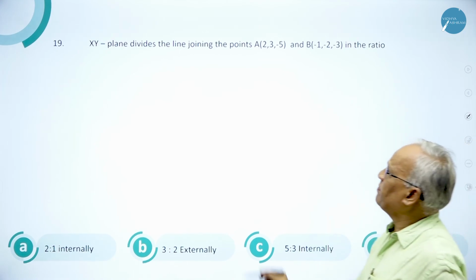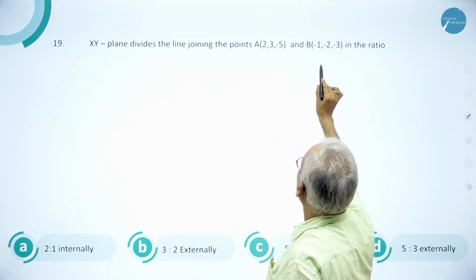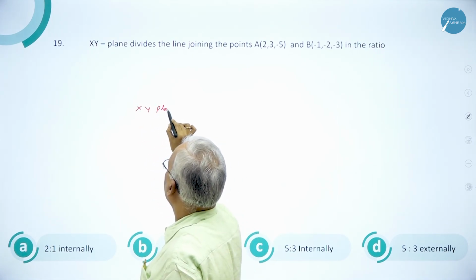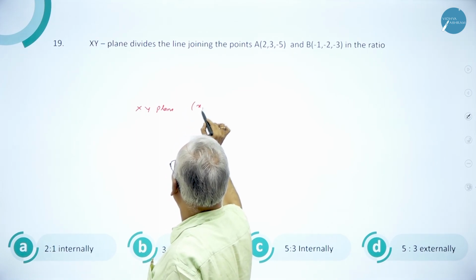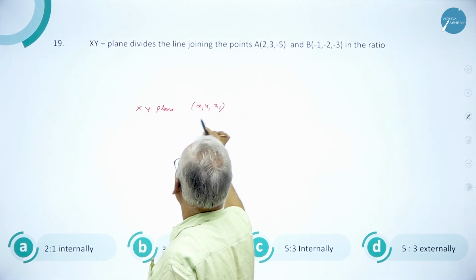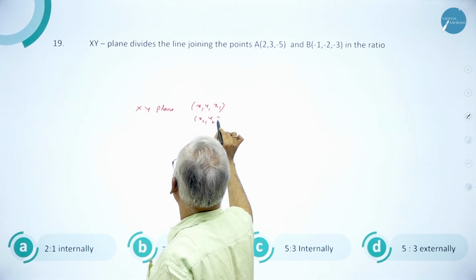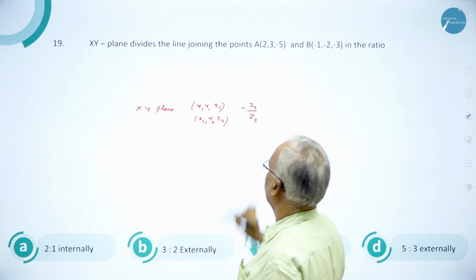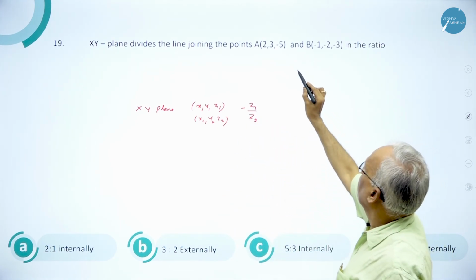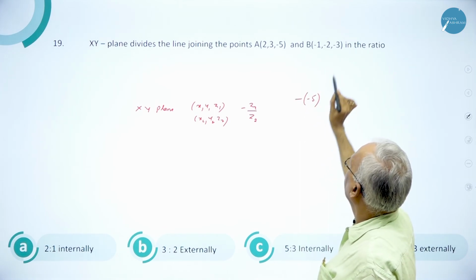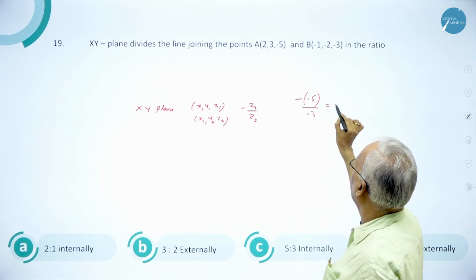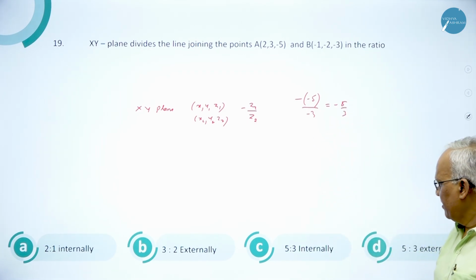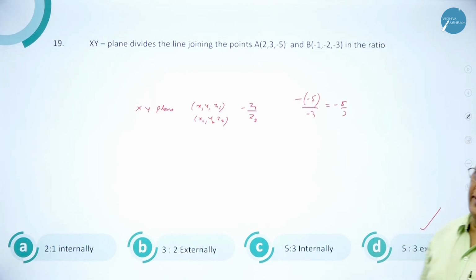Next, the xy plane divides the line joining the points (x1, y1, z1) and (x2, y2, z2) in the ratio minus z1 by z2. This is the result. The xy plane divides in the ratio of minus z1, that is minus 5, by z2, which is minus 3, which is equal to minus 5 by 3. So negative 5:3 means 5:3 externally. This is the answer.